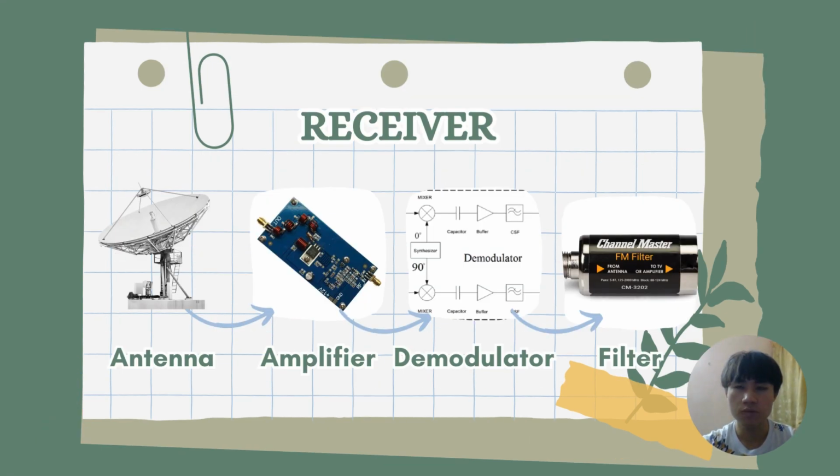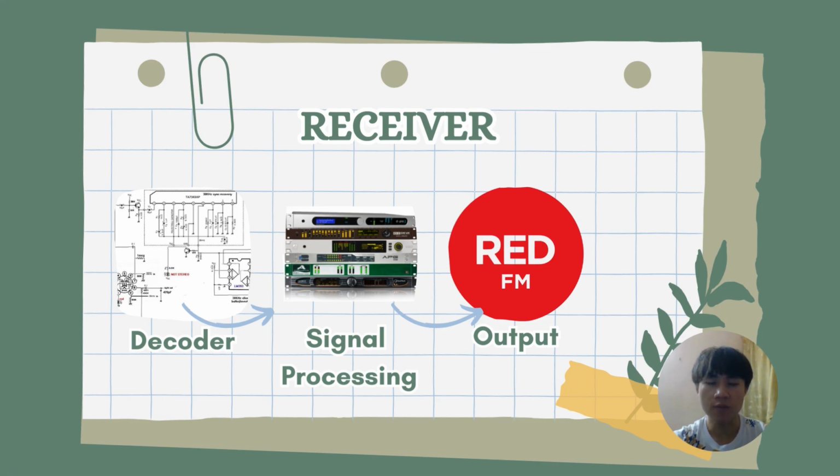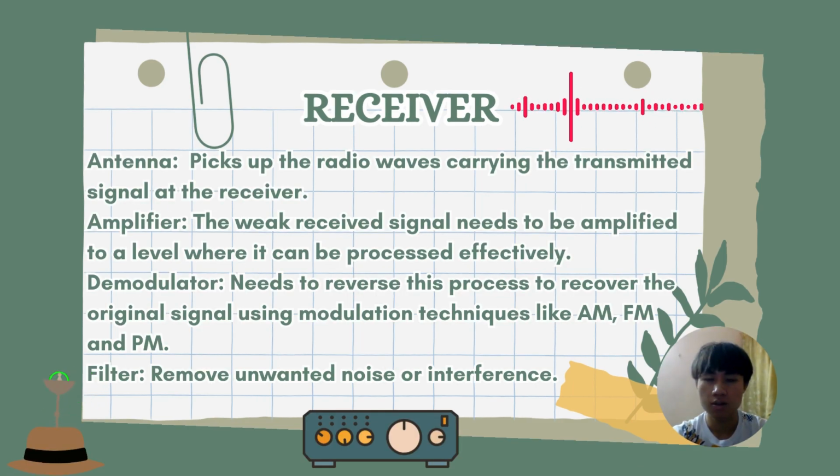For the flow of the receiver, the FM radio content is received by the antenna and then passed to the amplifier, then to the demodulator, followed by the FM filter. From the FM filter, it is followed by the decoder, then the signal processing, and at last is the output. Now I would like to explain in detail the flow of the receiver.